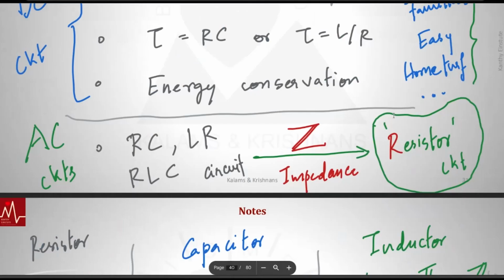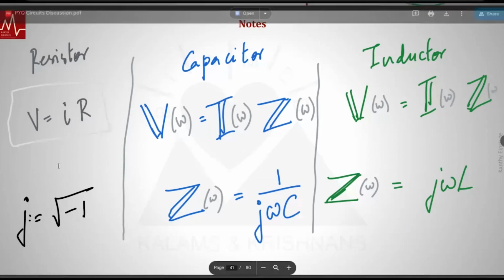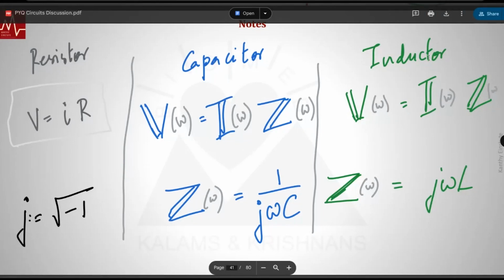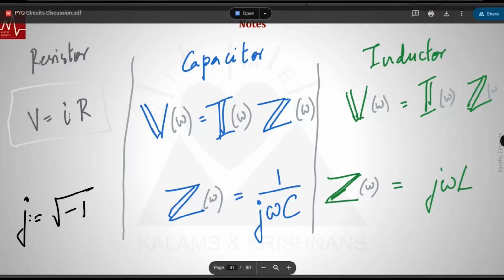Here, if you know this much, this is the most important thing that you need to know. For a capacitor and inductor, know the ratio of voltage and current. These are functions of frequency. That ratio is known as resistance in case of a resistor. V by I is R, right? Here, V by I, we call that impedance.